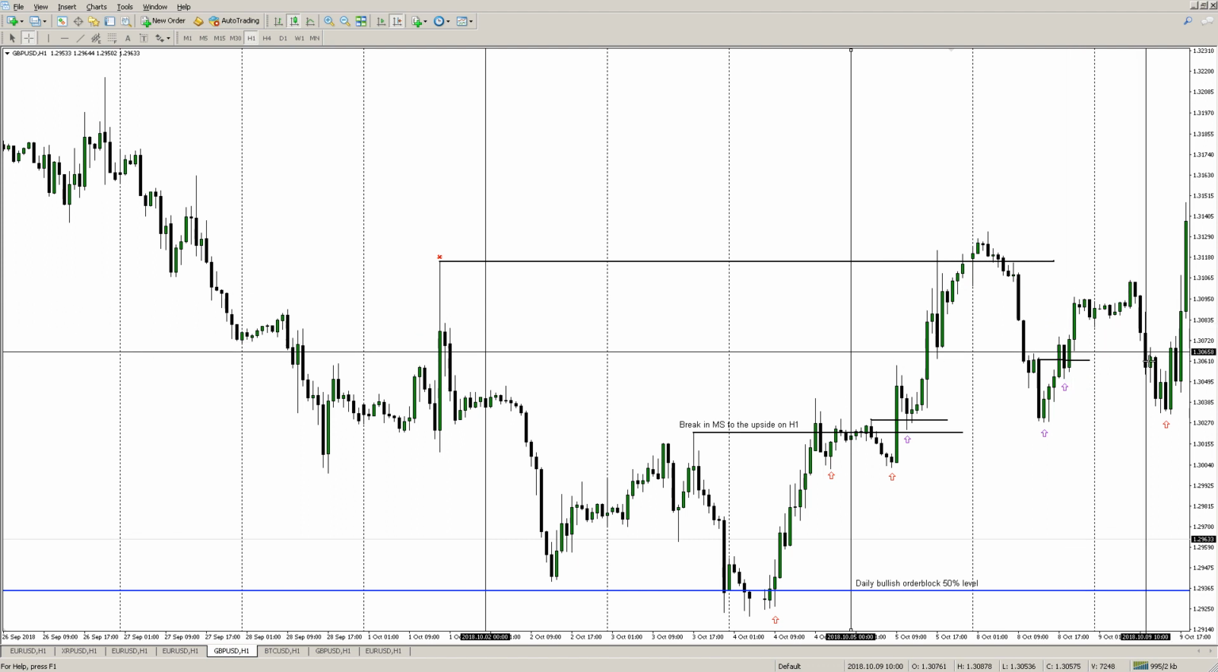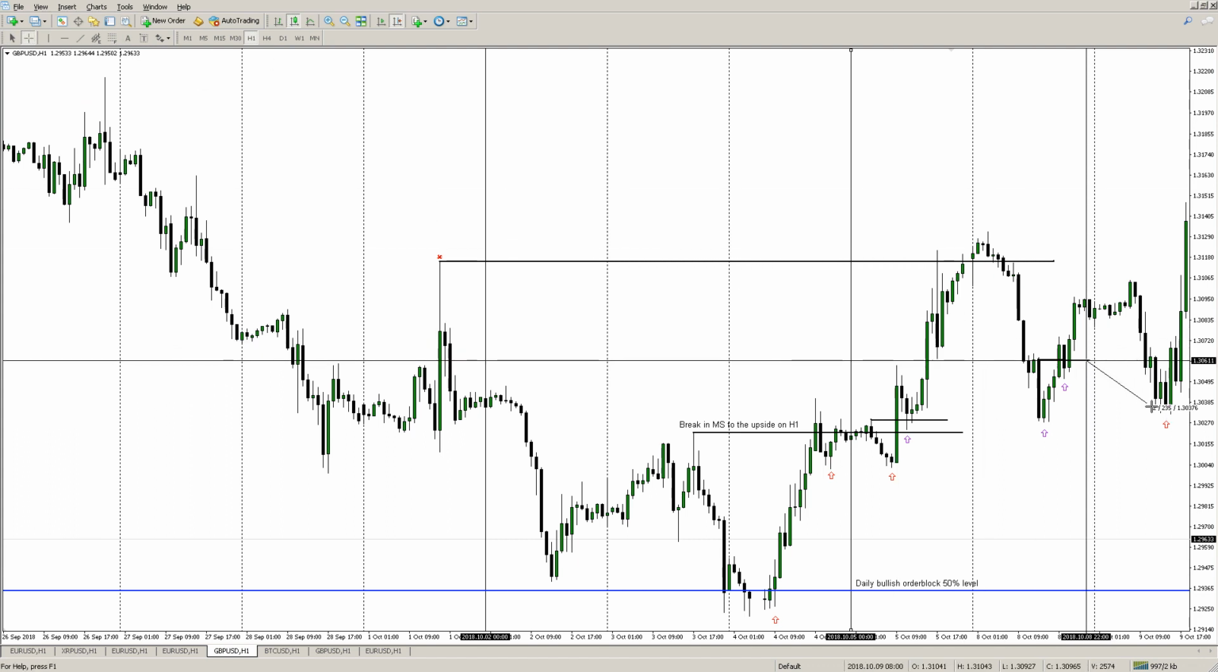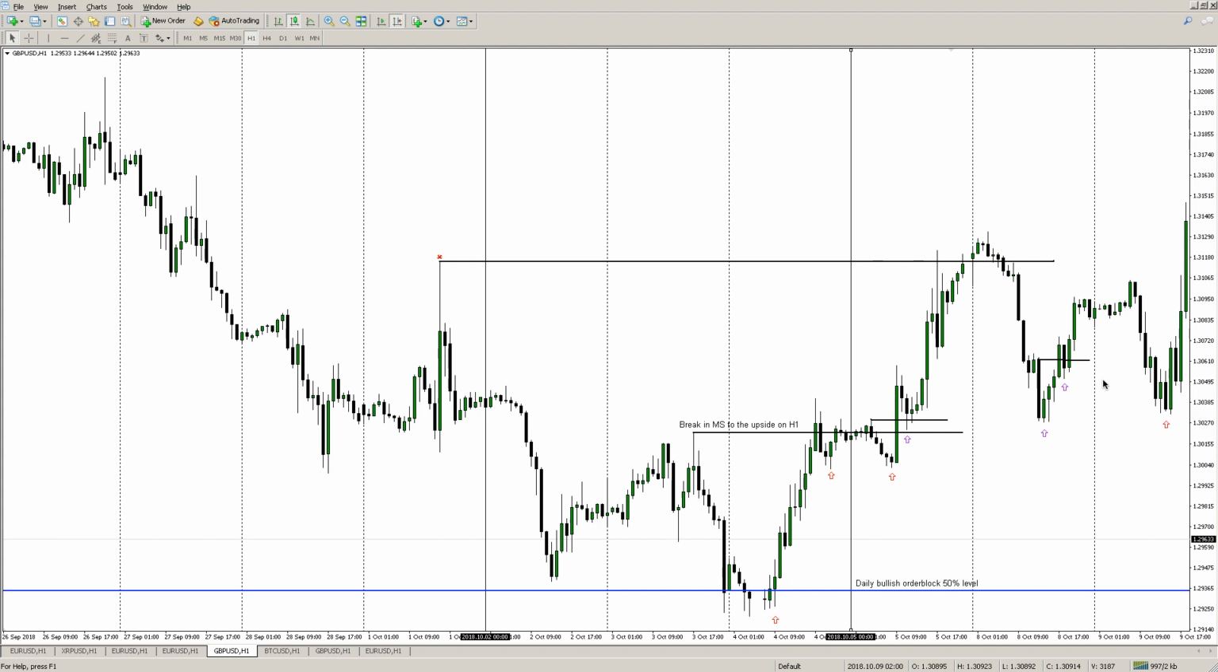So the move back down here, notice what happens. It does not break this low. So even if you were a buyer here and you didn't take partials, you would have had to sit through this little bit of drawdown. So again, we would have bought it here. We would have sat through 30 pips worth of drawdown. Sometimes you're going to have drawdown, guys. You just have to expect and anticipate it. It comes with trading.